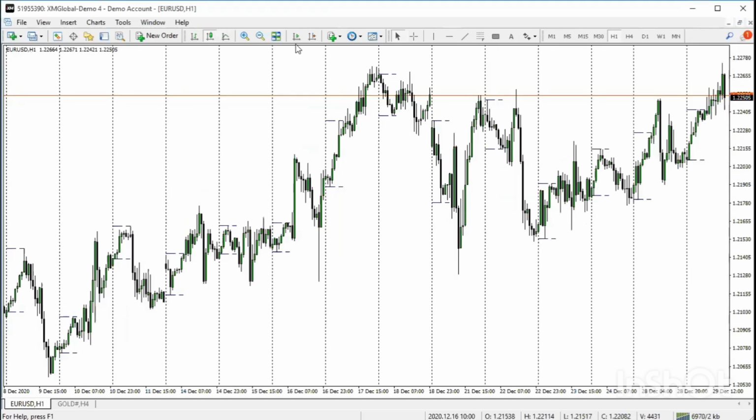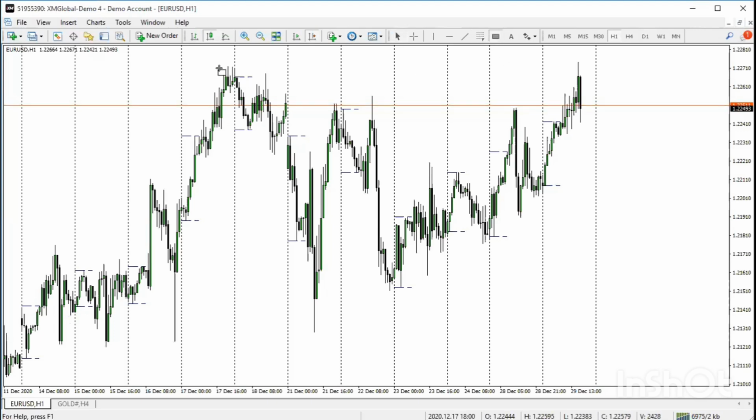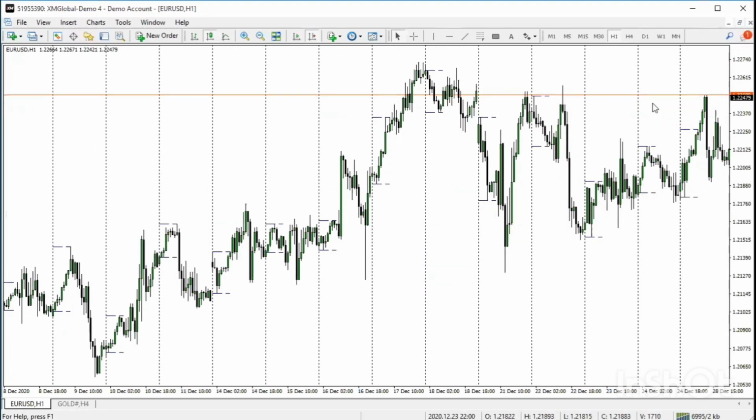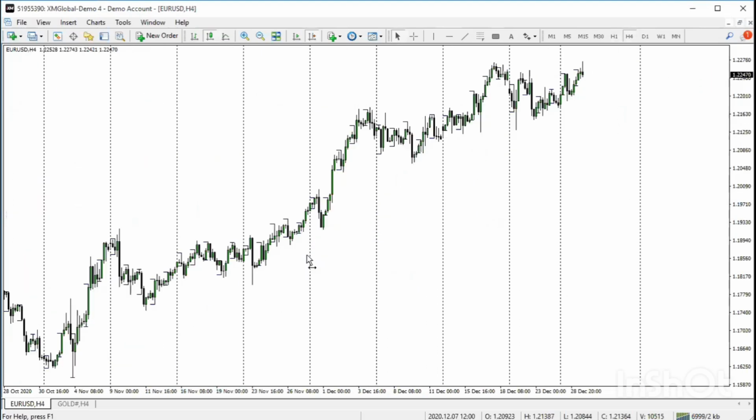And as you can see, price has been in a range. There's nothing here. This is just too stressful to trade. I want something which is clear. This is what I want. Ranging. Anyway, let's see if we have any setups here.